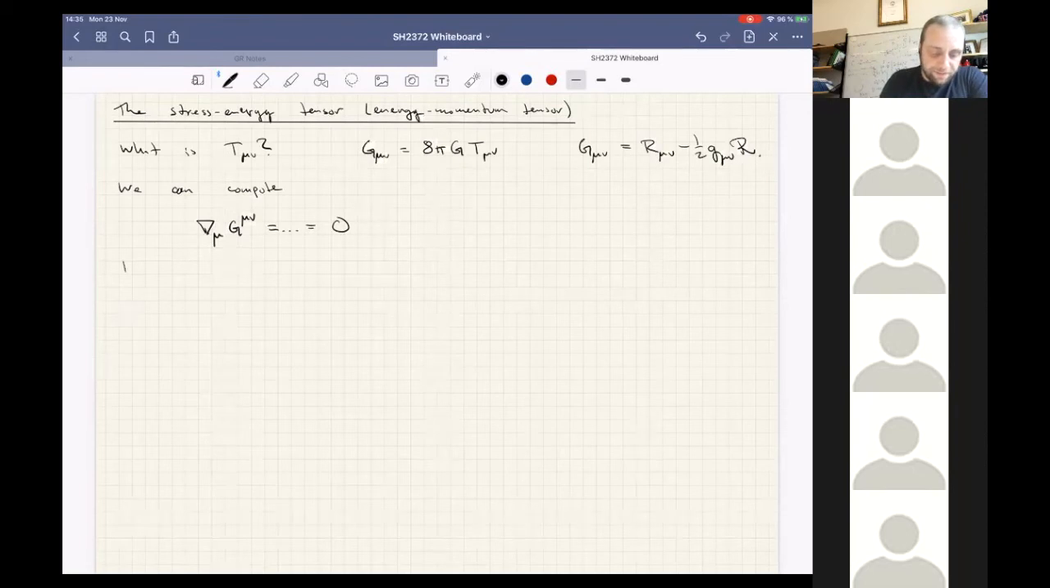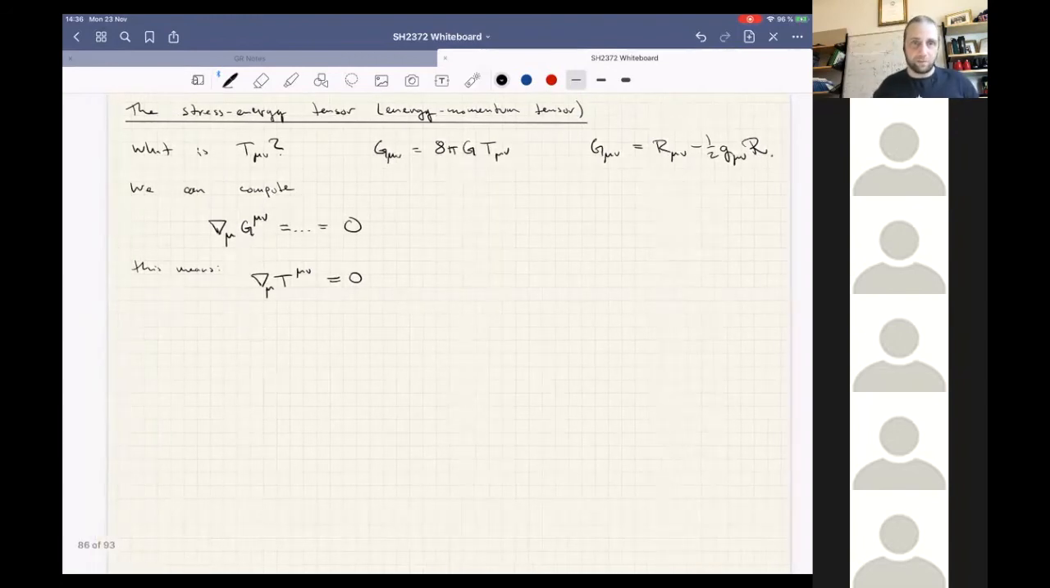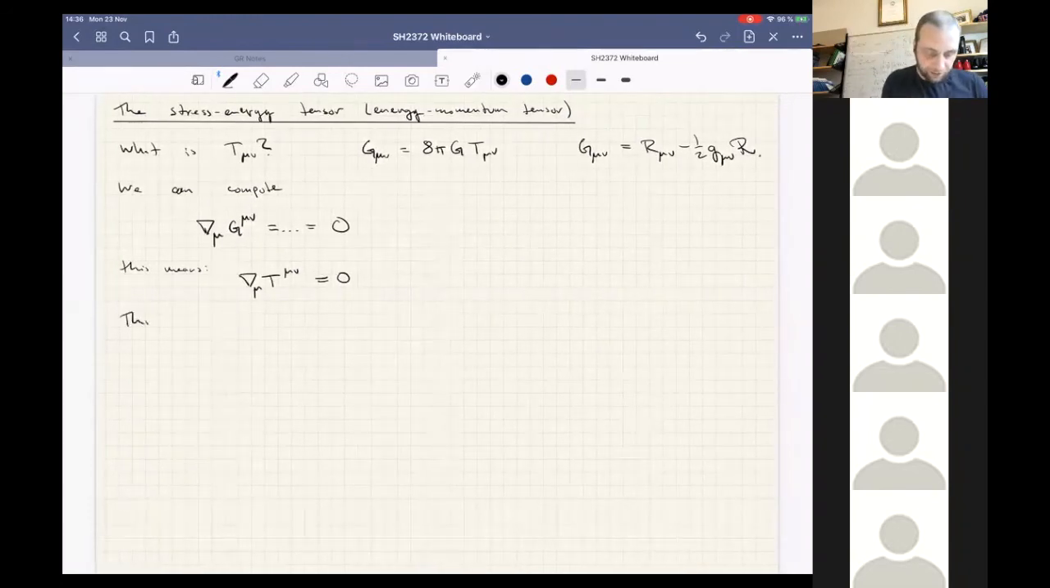But this means that also, if you do the same thing on the right-hand side, the divergence of the stress energy tensor should be 0. So this corresponds to a conservation law. And the reason I'm saying that is that, let's take an example here.